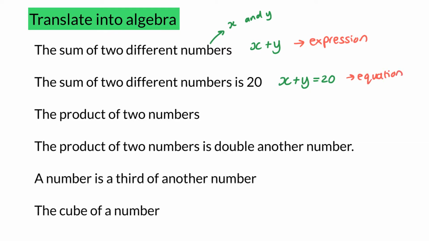Now you might have chosen different variables than I did to describe these situations. However, if your structure is the same as mine, you will be correct. The next situation says the product of two numbers. So again, let me make my two numbers x and y. So the product will be x times y, or a shorter way to write that is xy. Now that, again, is an expression.